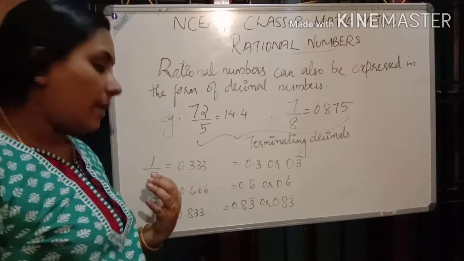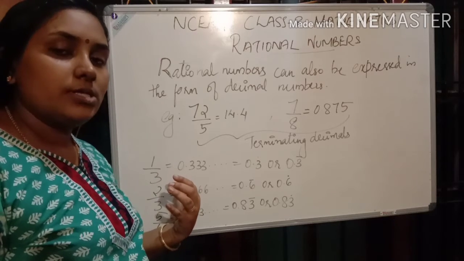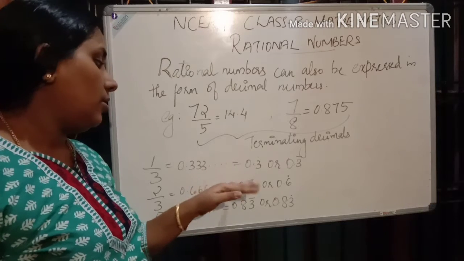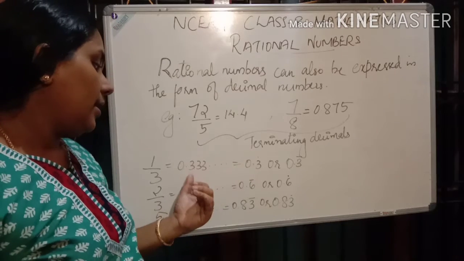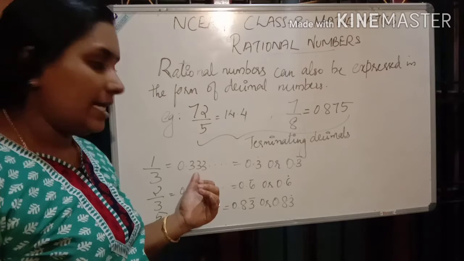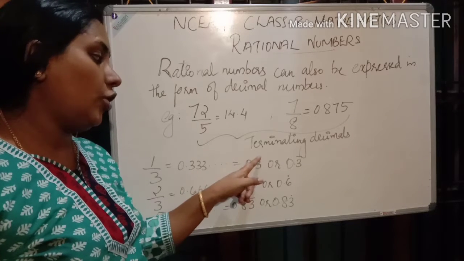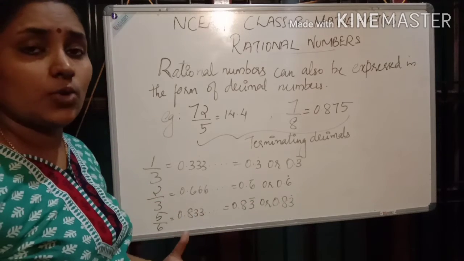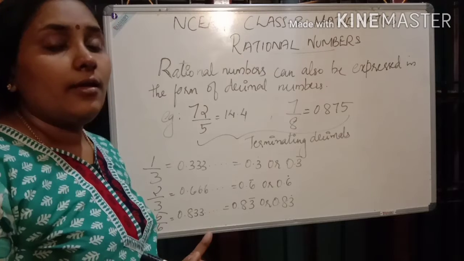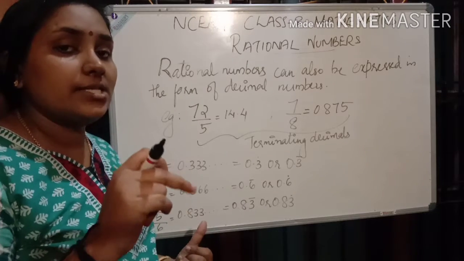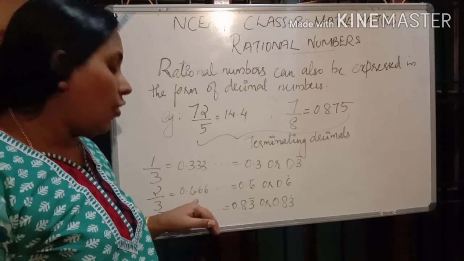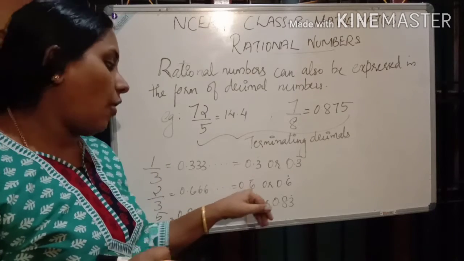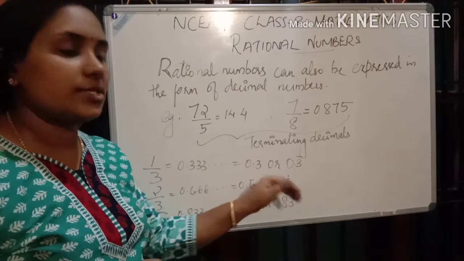See, 1 by 3 is 0.33 with 3 repeating. Therefore, it can be written as 0.3 dot or 0.3 bar. Here 2 by 3, we know that 2 by 3 will be 0.666, with 6 repeating. So, no need to write 6 dot dot dot. Instead of that, we can write it as 0.6 bar or 0.6 dot.